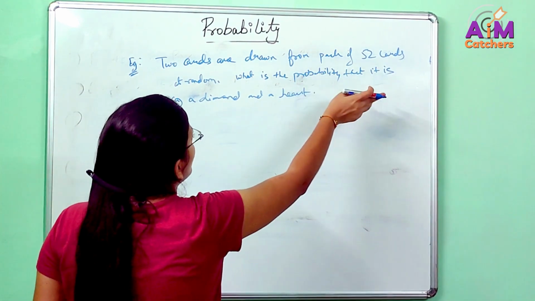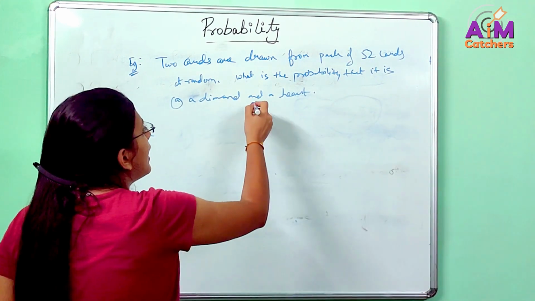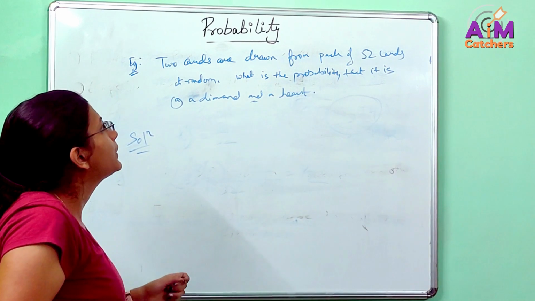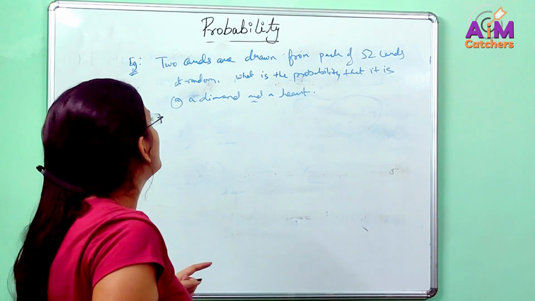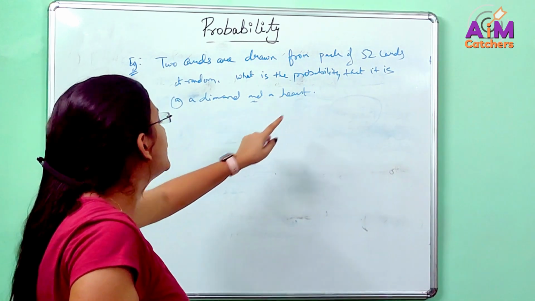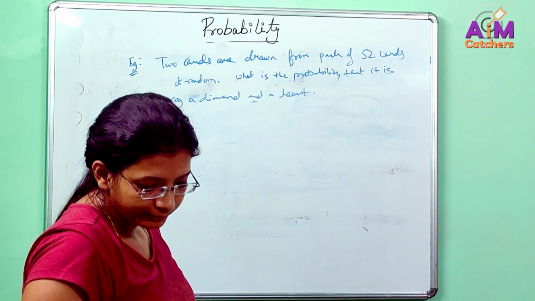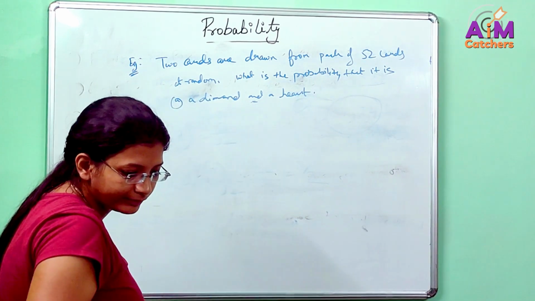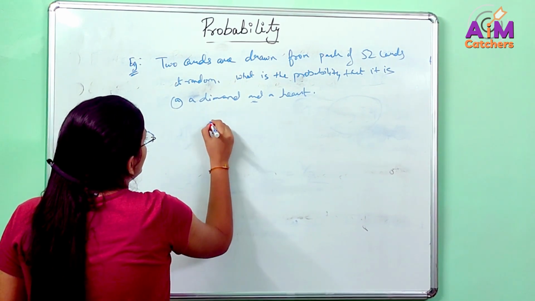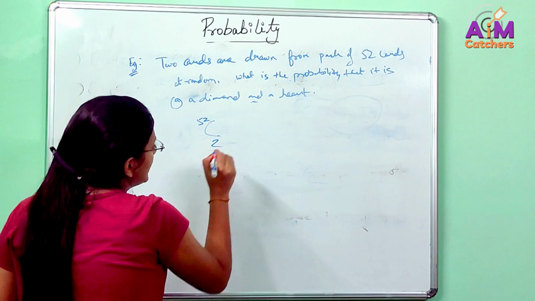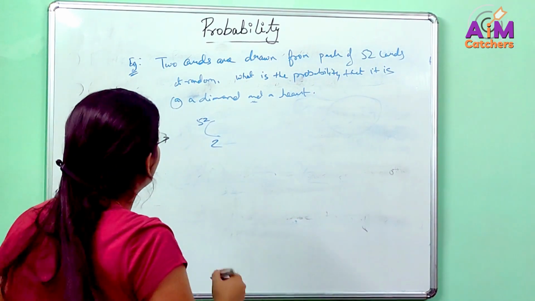So 2 cards are drawn from pack of 52 cards at random. What is the probability that it is a diamond and a heart? Okay? So first we will be seeing the total number of possible outcomes. Since we are drawing 2 cards out of 52 cards, the total outcomes will be 52C2. Okay? These are the possible outcomes.